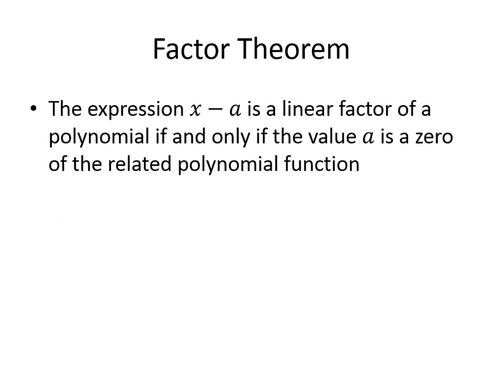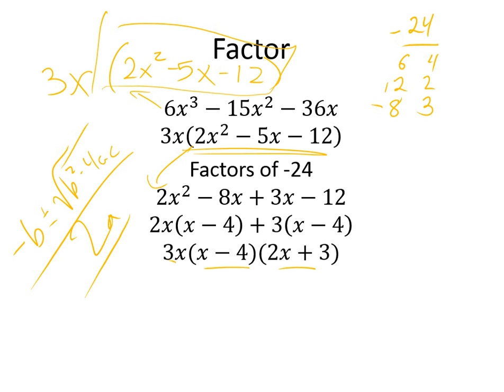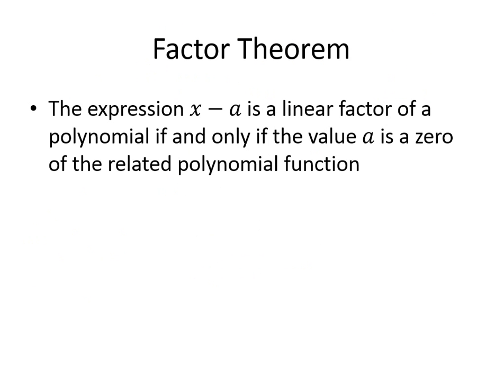The factor theorem. The factor theorem says the expression x minus a is a linear factor of the polynomial if and only if the value a is a 0 of the related function. So if you have a factor that comes out as x minus a, like what we had previously here, this right here, x minus 4, that is a factor. The only way that is a factor based on this statement is if you plug a 4 in, you get a 0 in the function.